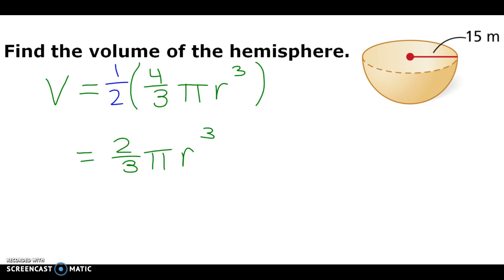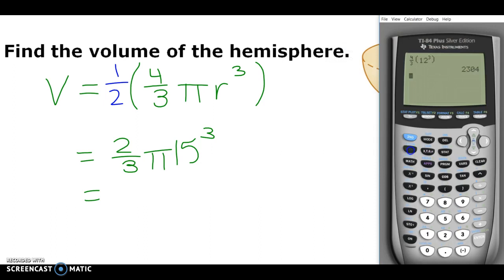What's our radius in this case? 15. Go ahead and throw it in. Let's do it to the nearest tenth. So if it's to the nearest tenth, what do you have to type in this time? Yeah, you need to put the pi in there. 7,068.6.